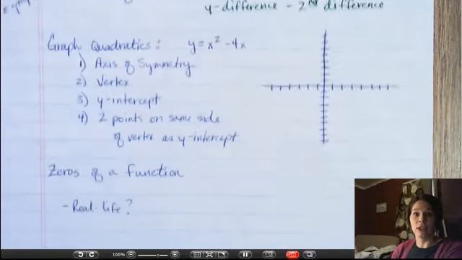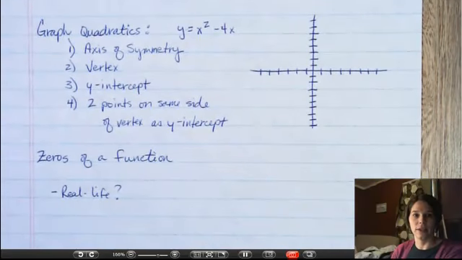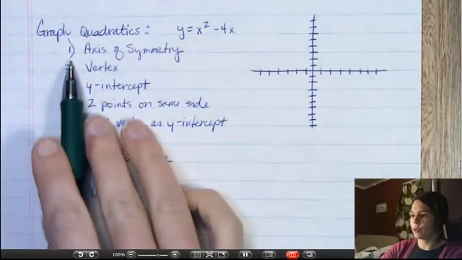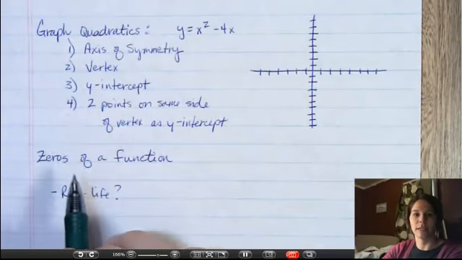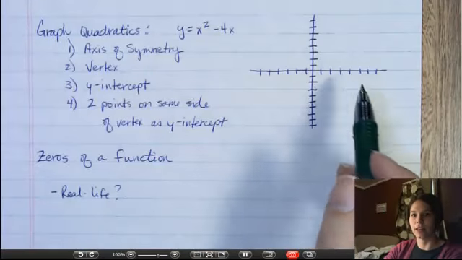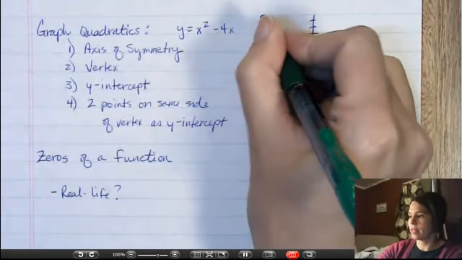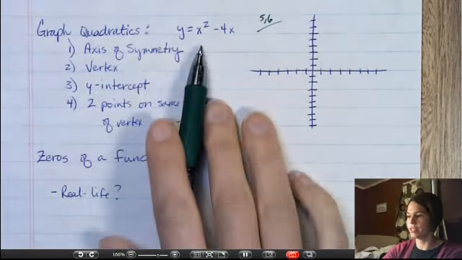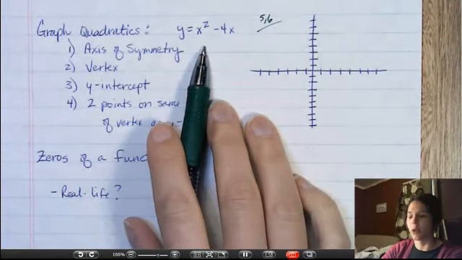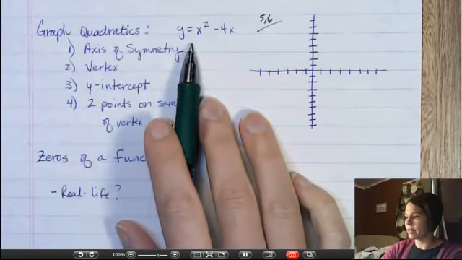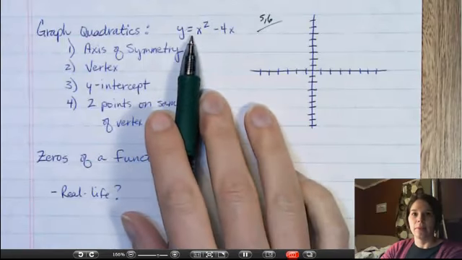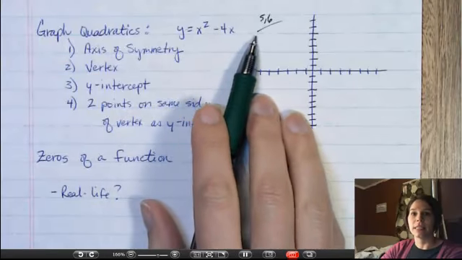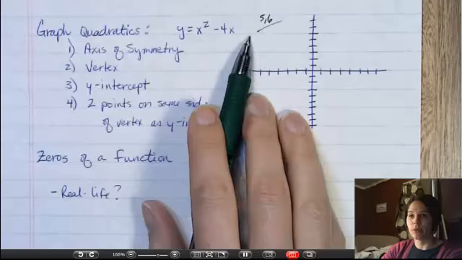Okay, that leads us into graphing quadratics. How do we graph them? There's 6 steps. I just wrote down the 4 steps because step 5 and step 6 is plotting the points and graphing. So step 5 and step 6 are going to be over here on the graph. Okay, so I just have a quadratic function here. Y equals x squared minus 4x. My a value is 1. My b value is negative 4. My c value is 0, and that's important.